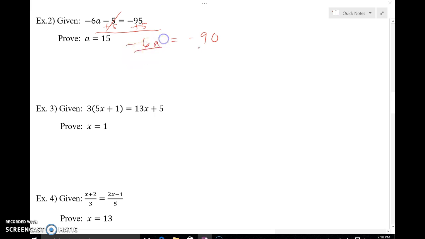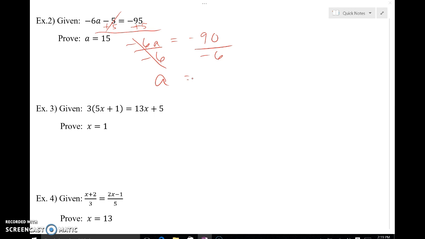I divide. So I've got to divide not by the 6, but by negative 6, because I need everything to leave with that in order to make sure that a is by itself. So negative 6 divided by negative 6 is positive 1. So we just have an a there. Now, negative 90 divided by negative 6, you might need a calculator to do that.